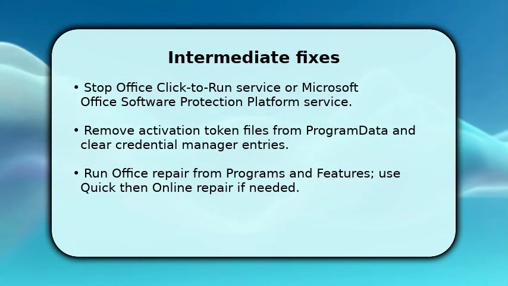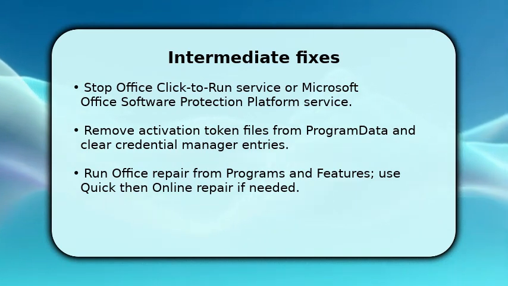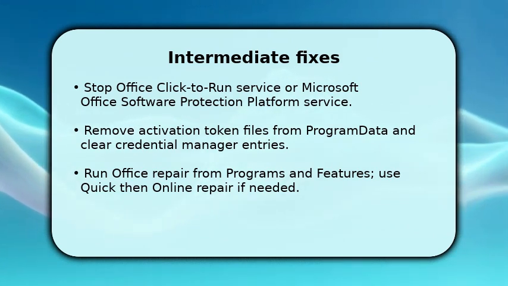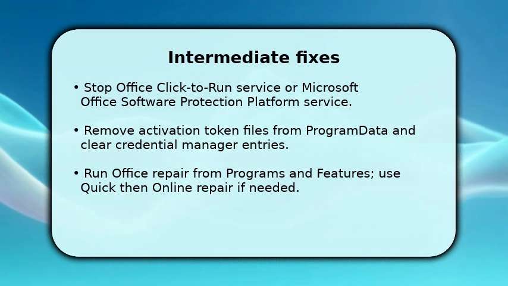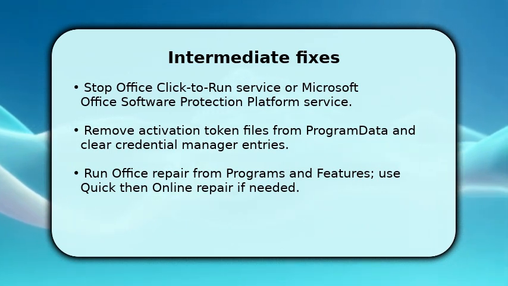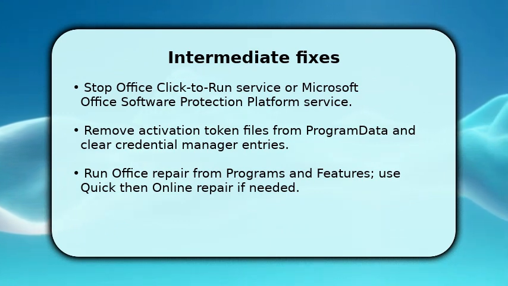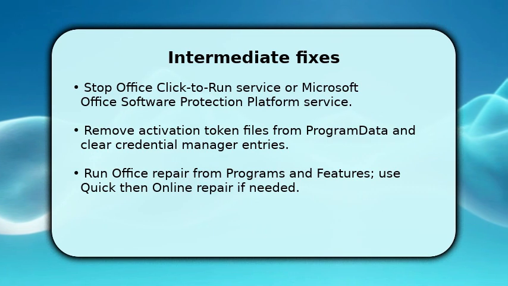Now you tackle the middle. Stop the click-to-run or software protection service depending on your install, because running services can recreate the wizard triggers. Next, delete token and licensing files under ProgramData/Microsoft/Crypto and Office/Registration, and remove stale credentials in Windows Credential Manager so Office can re-authenticate cleanly.